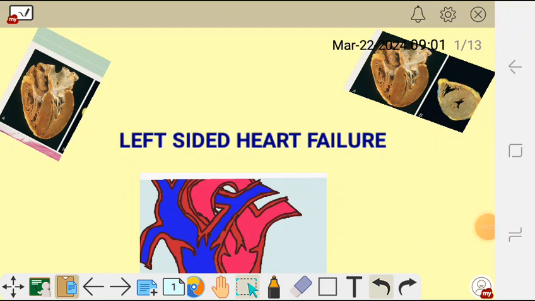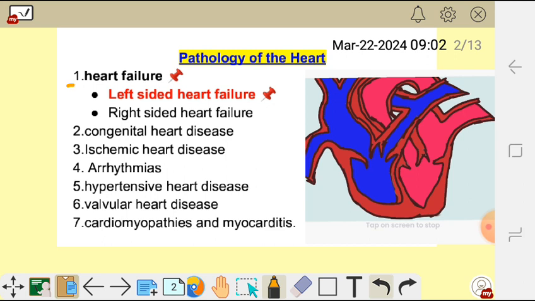Okay, now let's continue with cardiovascular pathology. In this video, we're going to look at left-sided heart failure. In my previous video, an introduction to heart failure, we looked at some of the causes of heart failure. Some of the causes were ischemic heart disease, hypertension, and primary heart diseases such as amyloidosis, which is deposition of misfolded proteins in the myocardium.